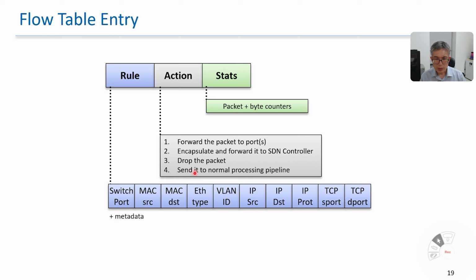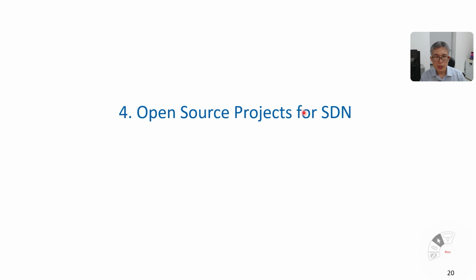Lastly, send it to the normal processing pipeline, because there may be multiple OpenFlow tables in an SDN switch. And the statistics, the packet and byte counters, are used.